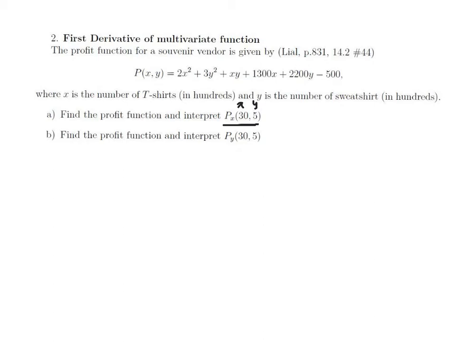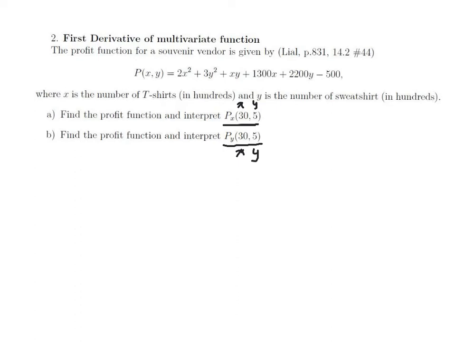Part B, we're looking at the derivative with respect to y, which means we're considering x a constant. And again, we're substituting x is 30 and y is 5. You're going to remember that the derivative means the rate of change or marginal value of something. So what we're going to look at is this partial derivative with respect to x. Consider what that means in the context. We are looking at the derivative with respect to x, and we're keeping y constant.